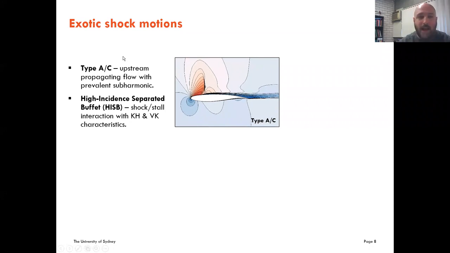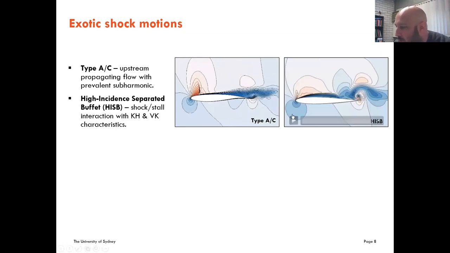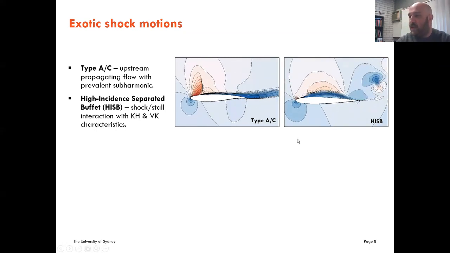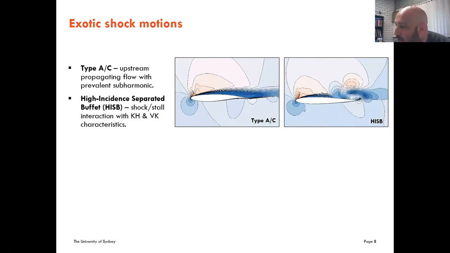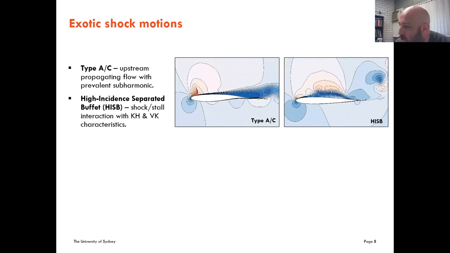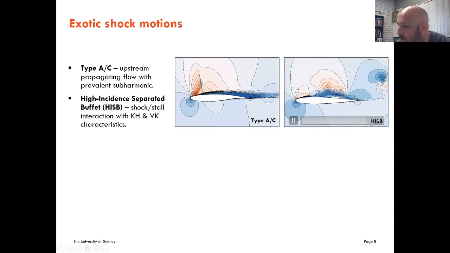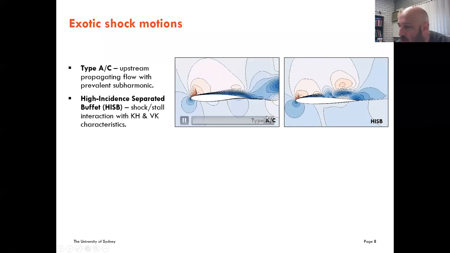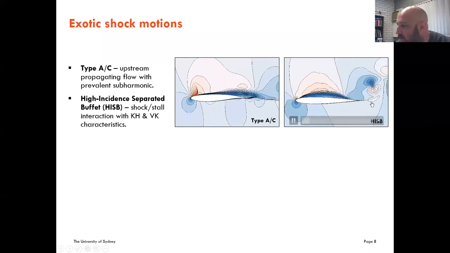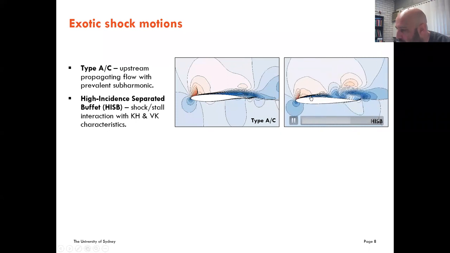We then have a high incidence separated shock buffet, where, when I play it, you will see that for part of the cycle there is a shock that is very small around the leading edge of the aerofoil. This is on the NACA 0012. And you can see that we've got the standard von Karman vortex shedding from the trailing edge, and the Kelvin-Helmholtz vortices from the top surface, from the leading edge, that travel downstream.